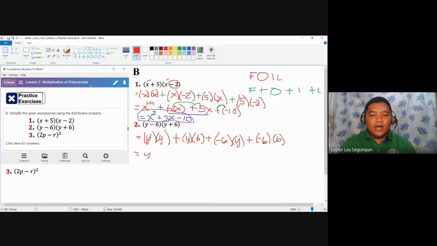So you have here y, 1 plus 1, as the multiplication law of exponents will tell us. And this is plus 6y. And you have plus negative 6y. And then plus negative, that's negative 36. Okay. And then finalize your answer. This is y squared. And then this can be combined. 6 minus 6 is 0. You may still write here 0 and then y.